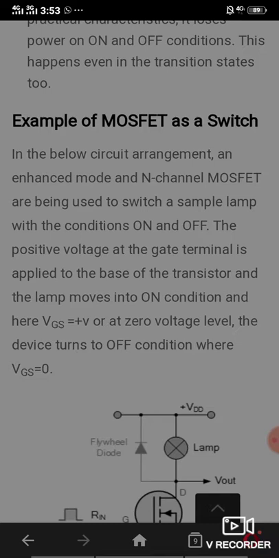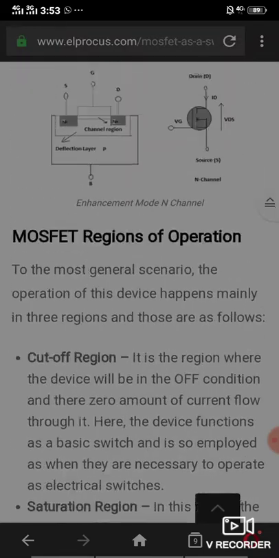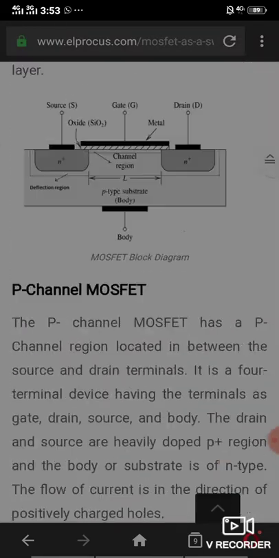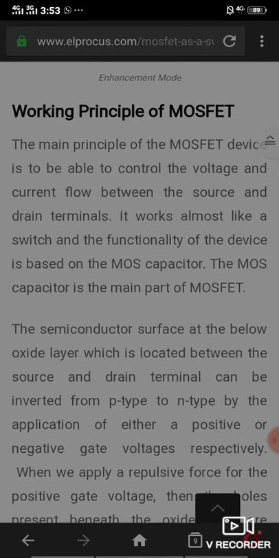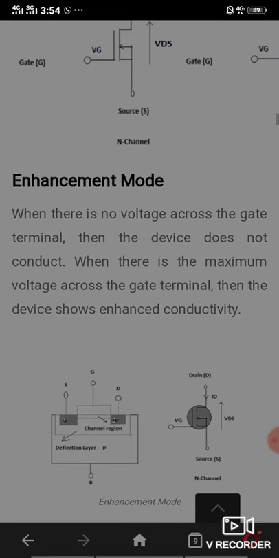Enhancement mode N-channel MOSFET are being used to switch a simple lamp. So we again read enhancement mode. What is enhancement mode? So as we saw above, when there is no voltage across the gate terminal, then the device does not conduct. When there is a maximum voltage across the gate terminal, then the device shows enhanced conduction.